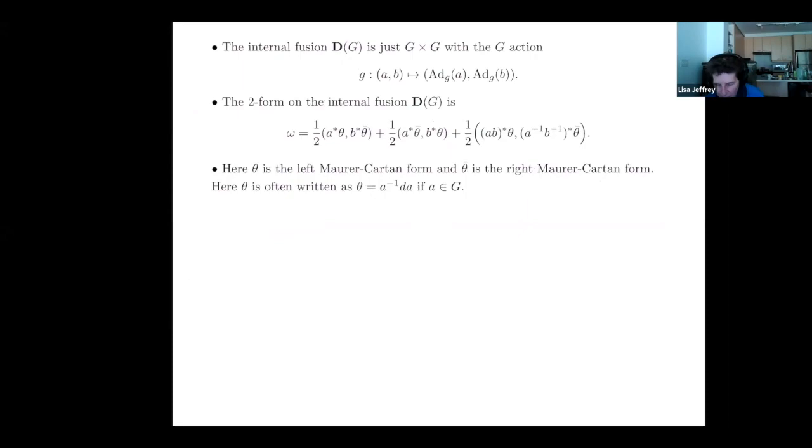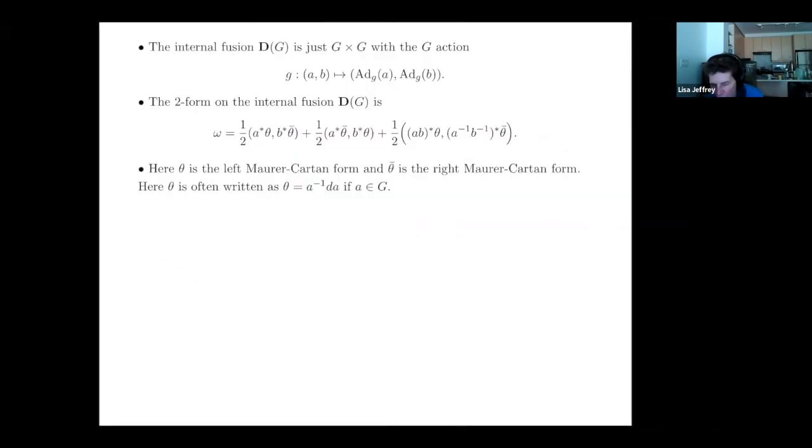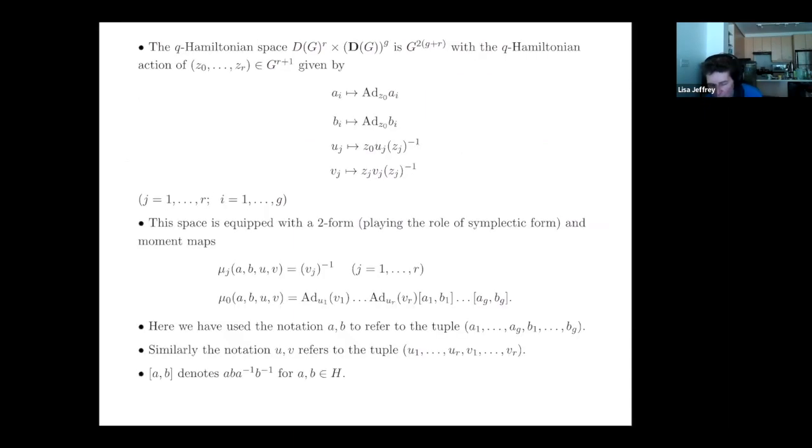Yes, this two form is for the double with the G cross G action, and this is the two form for the double with the G action only. Take a Hamiltonian space, which is a product of R copies of the double and G copies of the internally fused double. So this is just 2G plus 2R copies of G, and it has an action of G to the R plus 1, written like so.